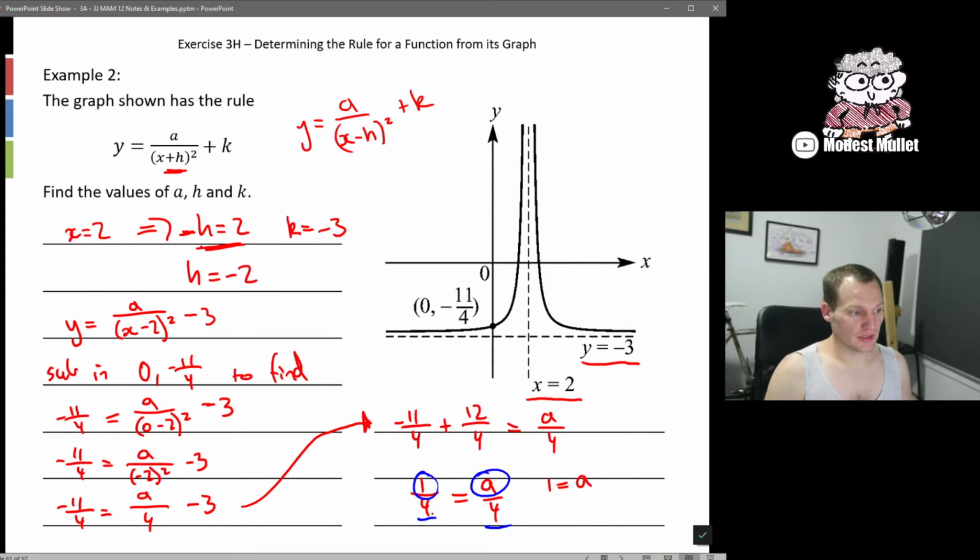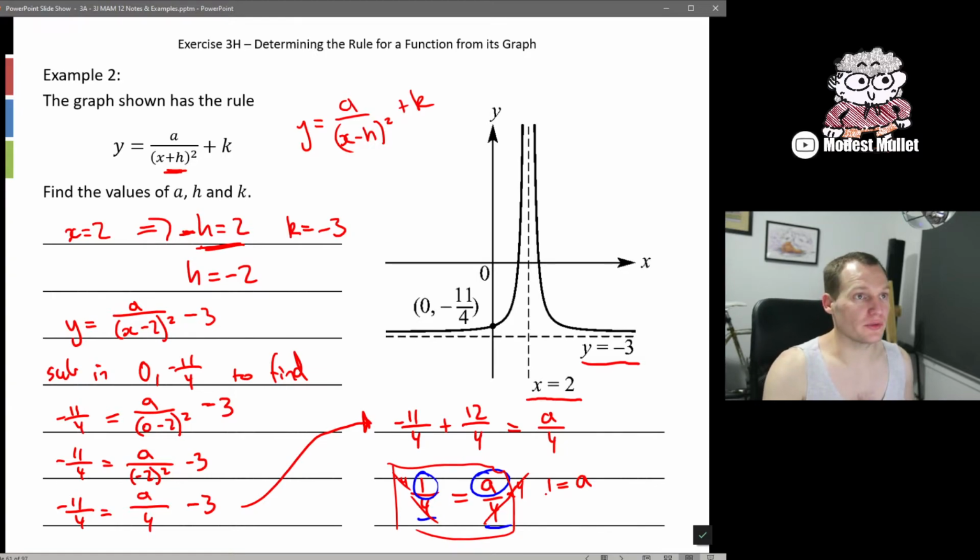And that's it, done. Again, it's not asking us to find the equation, just asking us to find the values of a, h, and k, which we have done. You could have also, in this last step, just multiplied everything by the 4 in the denominator here to cancel. That cancels and it leaves us again with 1 equals a.